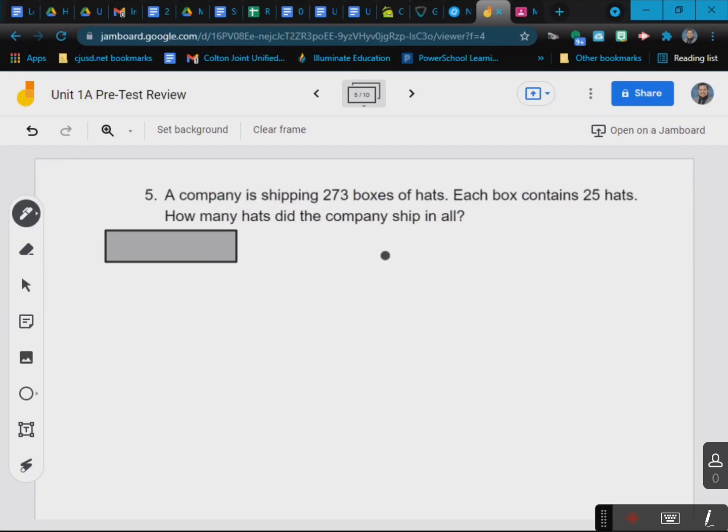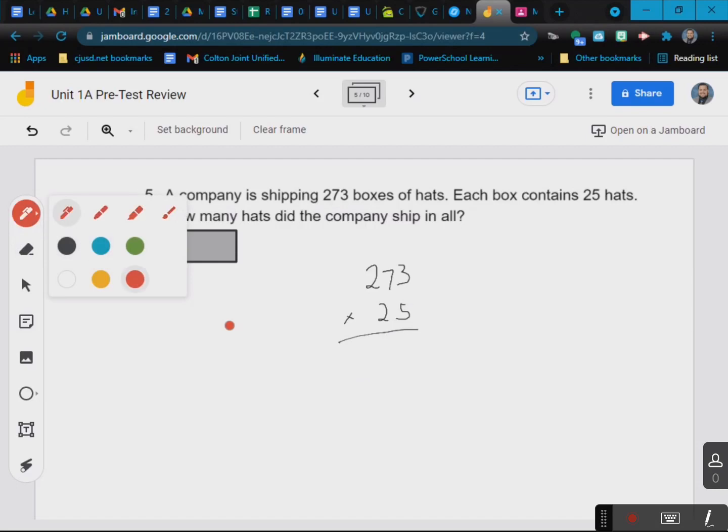All right. Now we have a shipping company that's shipping 273 boxes of hats, and each box is 25 hats. So you're taking 273 and you're multiplying it times 25. So first we go right to left with the 5. Okay? So we got 5 times 3 is 15. Carry the 1. 5 times 7 is 35, plus that 1 is 36. You carry the 3. Whatever's in the tens place, you just carry over. 5 times 2 is 10, plus the 3 is 13.